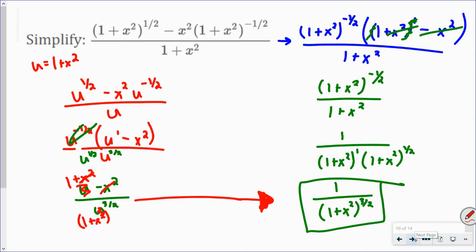Okay, that's a hard one. Okay, I'm not going to lie. That's probably a level 4 type question.